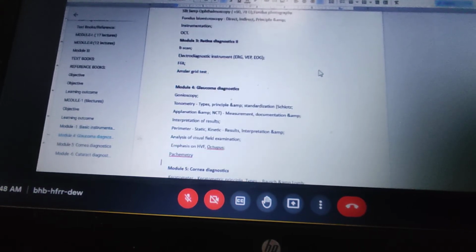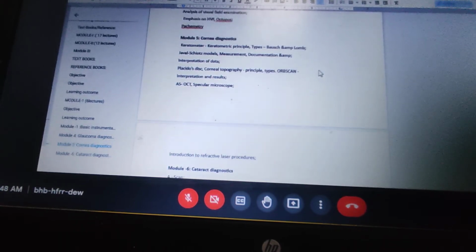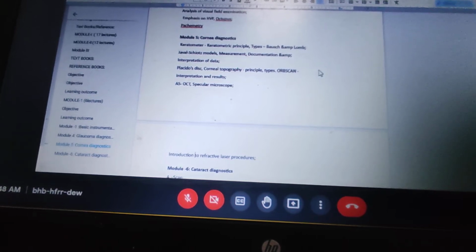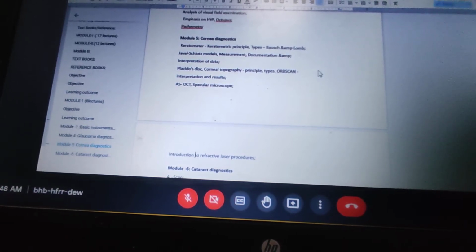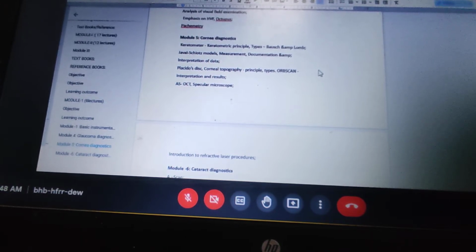In module number 4, it's completely for glaucoma diagnostics. You'll be learning about tonometry, different types of tonometries, gonioscopy, interpretation of the gonioscopy, and the HVF test. These 3 you will be learning in glaucoma diagnostics. In module number 5, it's for corneal diagnostics: you will be learning keratometer, placido disc, anterior segment OCT, specular microscope, and the different types of refractive lasers that we perform on the cornea.